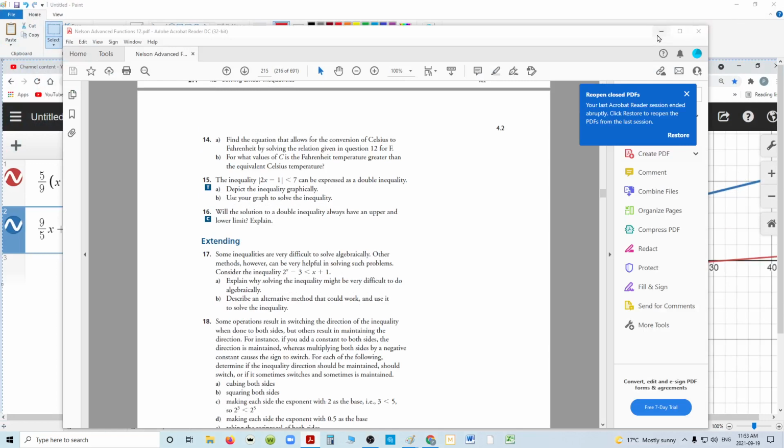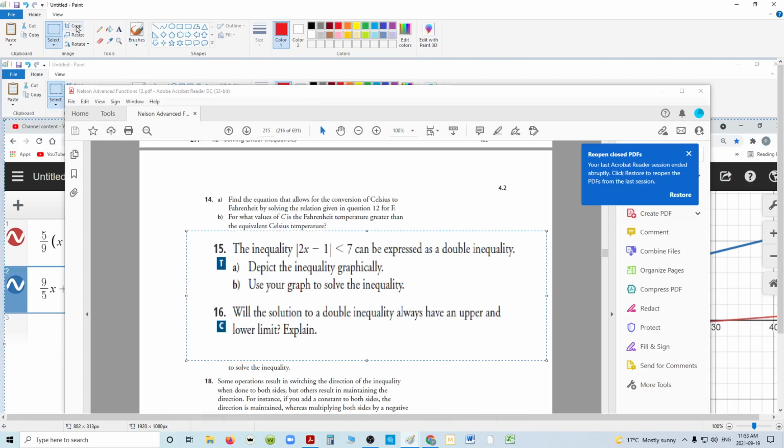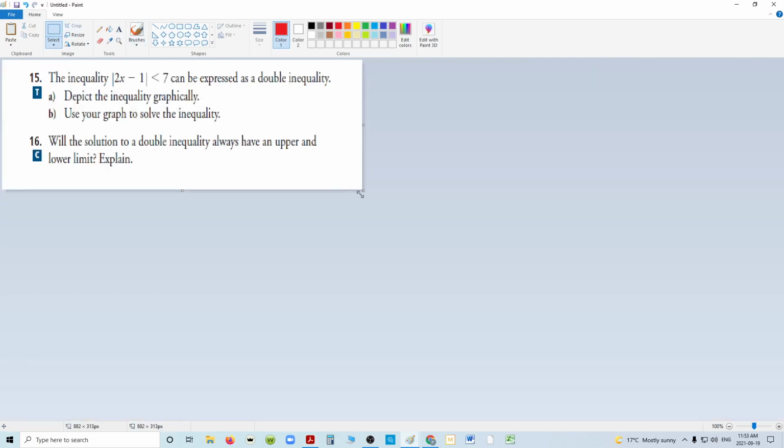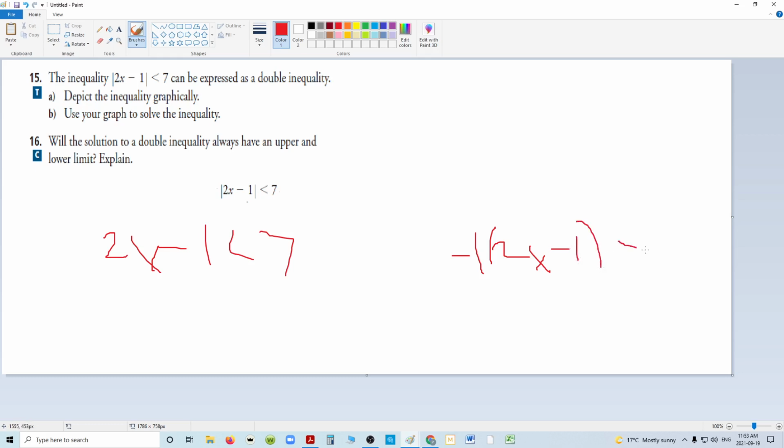And how you solve an absolute value, you have to remember from last year, Functions 11. But you essentially solve it once for what they have. So you just solve it normally. When is 2x minus 1 smaller than 7? And then you do another one here where you multiply negative 1 times everything in this bracket, 2x minus 1, bigger than 7.